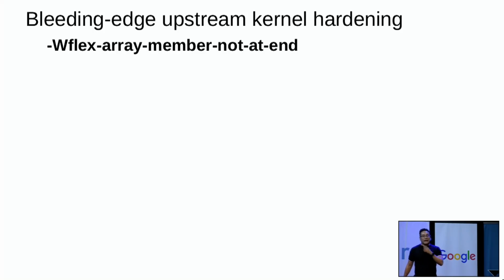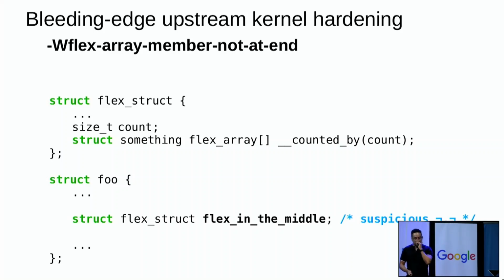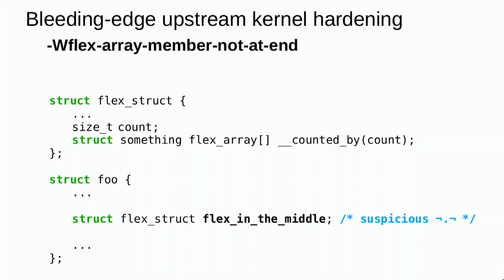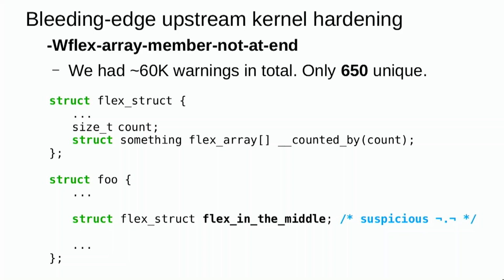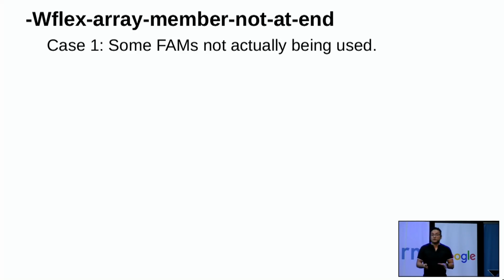Okay, so quickly, flexible array members not at the end. This is currently under development. So this is the issue that we had, right? We have a flexible structure, and in the middle of another structure, we have an object of this type of structure. So that is causing troubles. That's suspicious code that we need to take a look at. And let's remember that we had 60K of these warnings. Okay, so I'm currently doing this work. Those patches, I already landed a lot of patches in Linux Next.